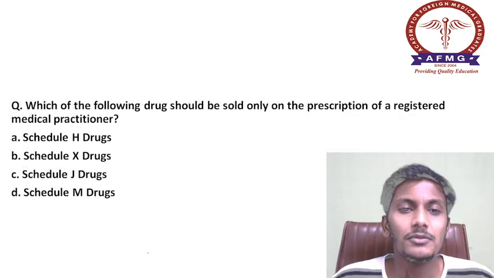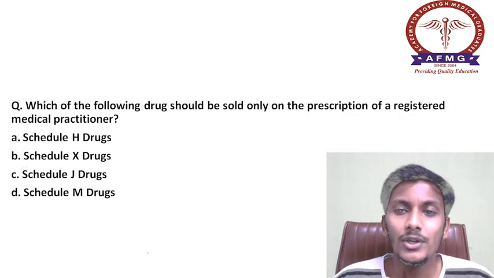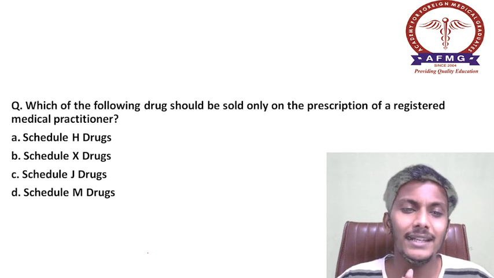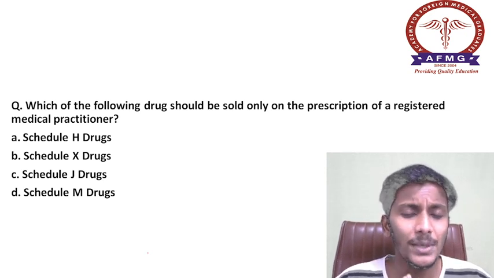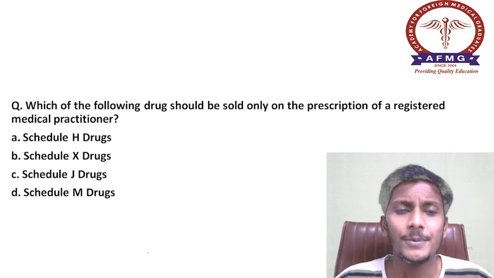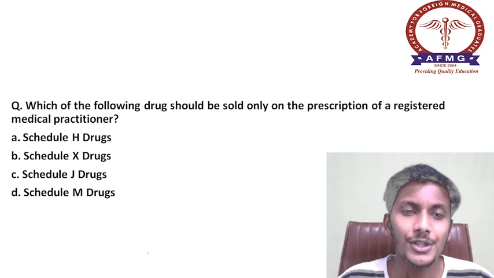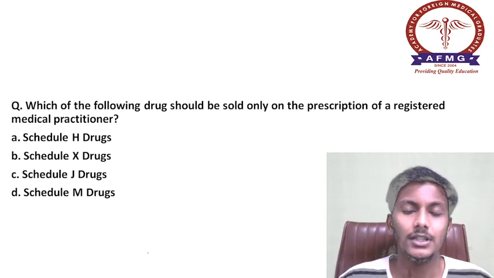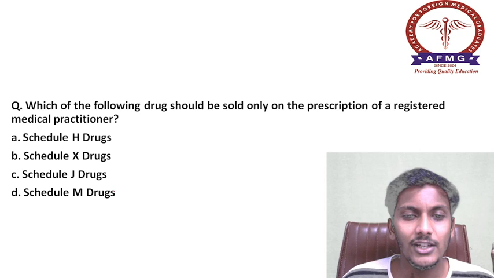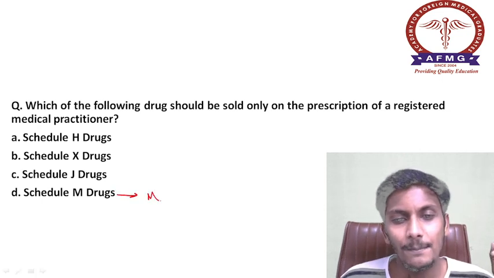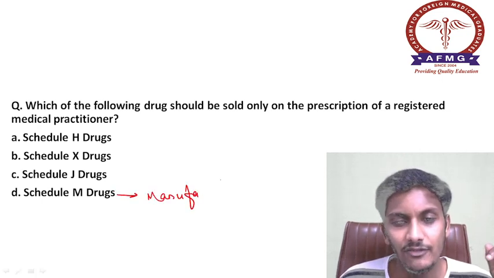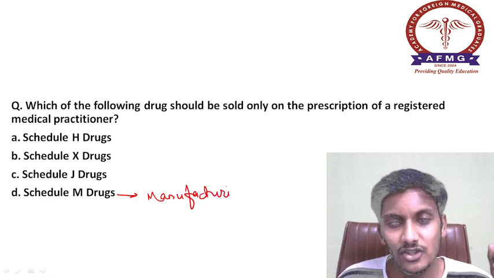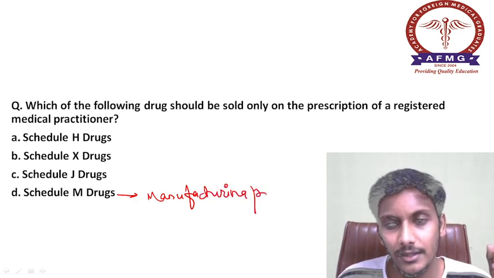The next question was, which of the following drugs should be sold only on the prescription of a registered medical practitioner? Please remember, the options were: option A, Schedule H drugs; option B, Schedule X drugs; option C, Schedule J drugs; and option D, Schedule M drugs. Please remember, Schedule M talks about the manufacturing process. M for manufacturing, M for Schedule M. So Schedule M talks about the manufacturing process and all the queries related to it.